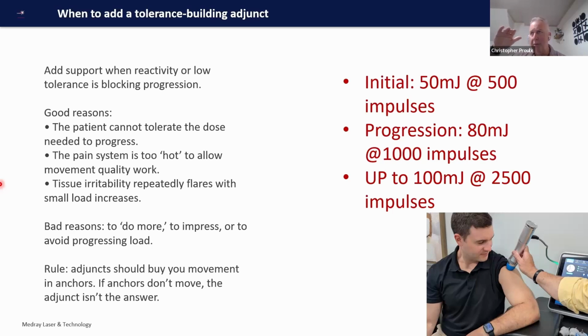The other thing that I talk about from a patient management standpoint is people know numbers. They may not know what the heck I'm doing to them, and you can explain it to them for sure. But when I say, yep, we started at 50 at 500 impulses, and now, wow, we're at 80 and 1,000 impulses, they're like, woohoo, I'm doing a little bit better. And then ultimately up to 100 millijoules at 2,500 impulses, right?